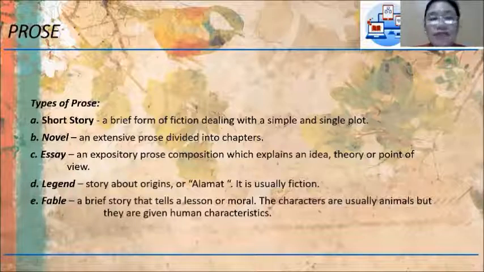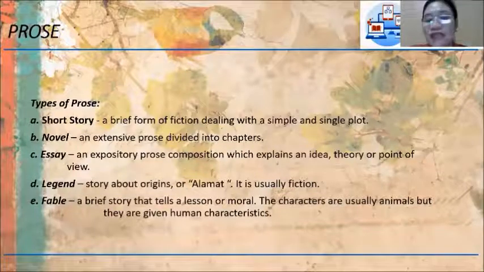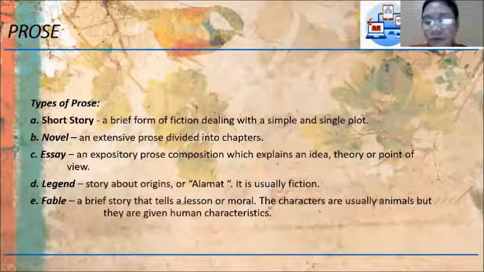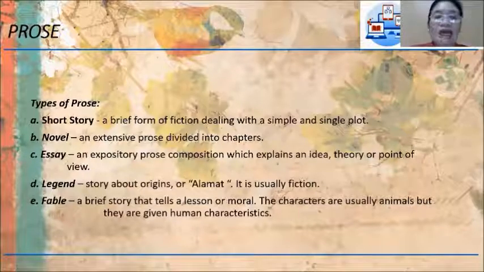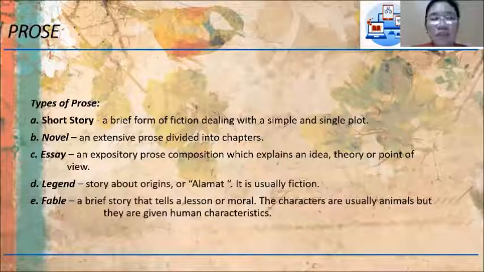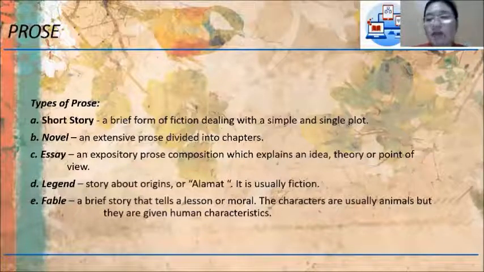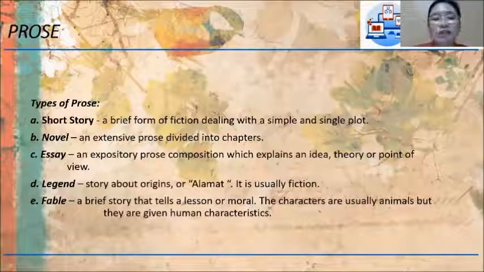And then we have fable, a brief story that tells a lesson or moral. Usually in fable, the characters are animals, but they are given human characteristics. For example, Si Pagong at si Matsing, Ang Langgam at ang Tipaklong. So those are examples of fable.